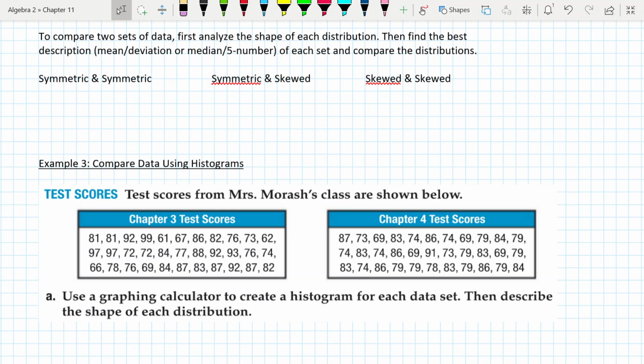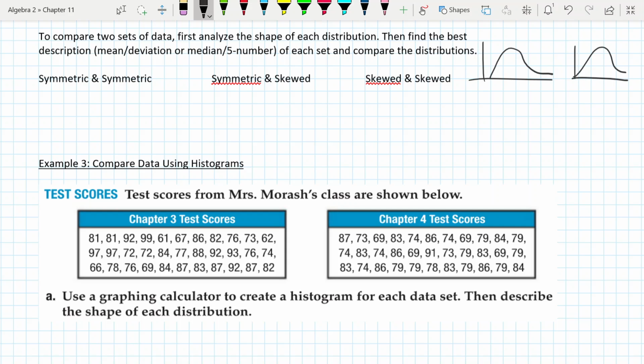Okay, sometimes we like to look at two sets of data side by side. This could be things like, if we're talking about a teacher, let's look at their first period grades, and then let's look at their second period grades. And we would have to try to compare these two sets of grades.